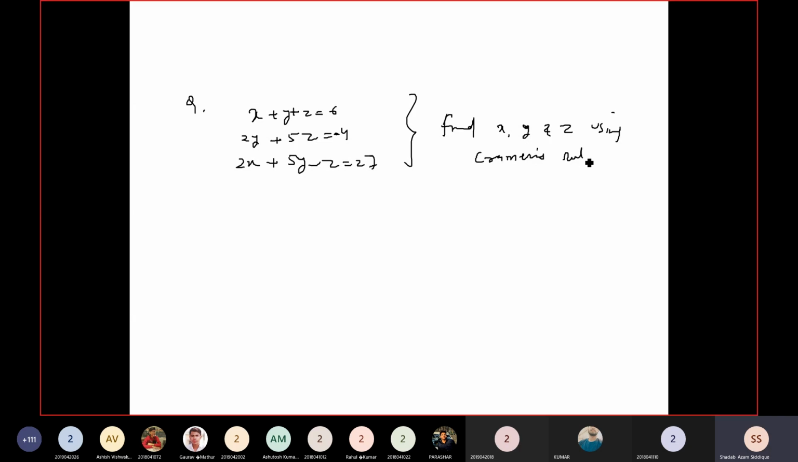Cramer's rule is the best way to find the solution of a 3 variable equation. Otherwise, using the substitution method or elimination method, it will be very difficult to solve a 3 cross 3 system. See, in the second equation, x is not given. So instead of x, you can take 0.